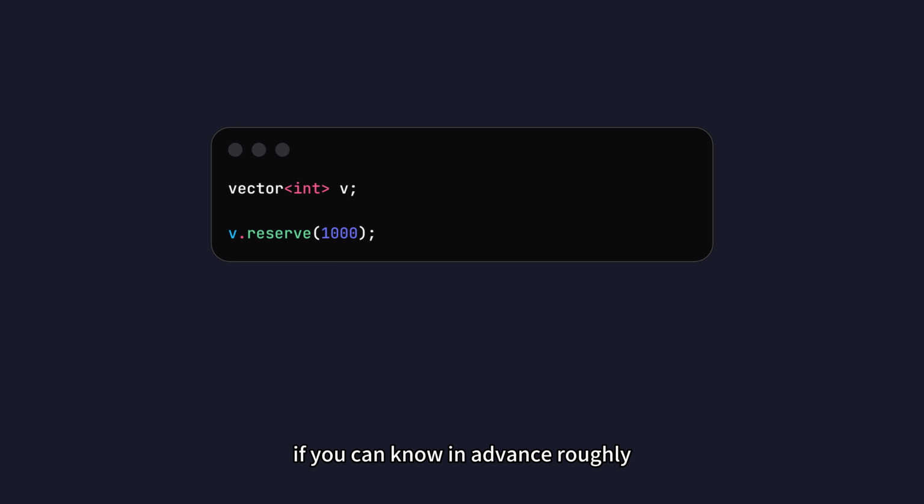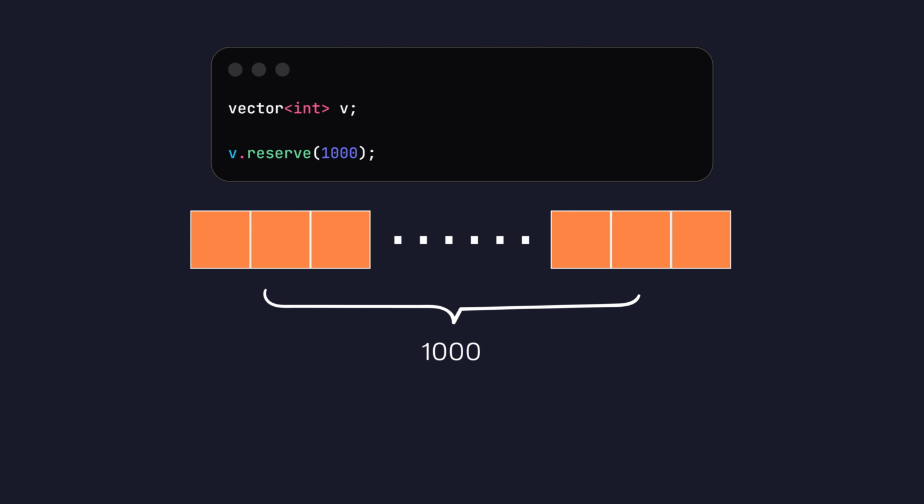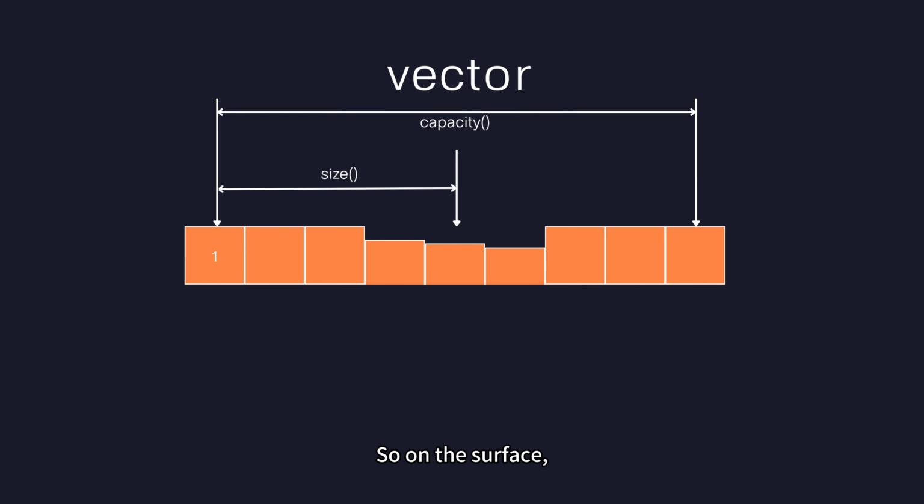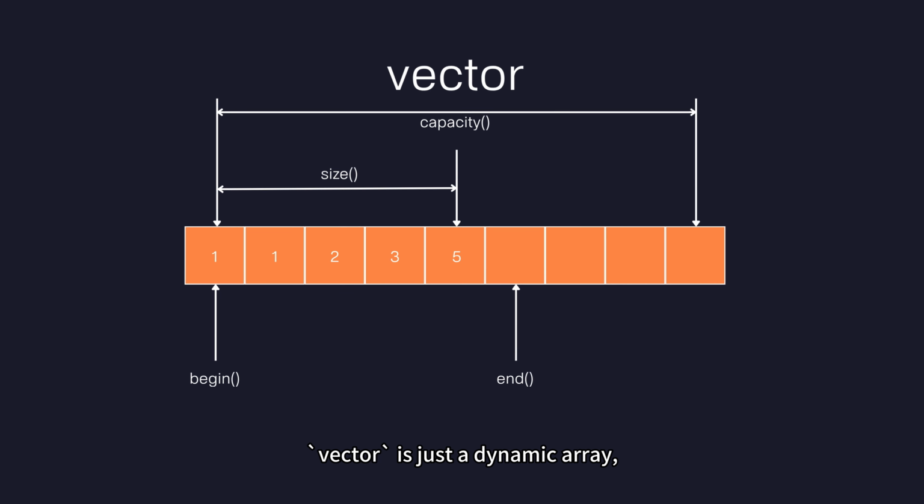At the same time, if you can know in advance roughly how much space the vector needs, you can use the reserve method to allocate space for the vector in advance. Then, when adding data later, there will be no frequent reallocation issues. In performance-sensitive programs, this little trick can be very important. So, on the surface, vector is just a dynamic array. But internally, it actually connects many underlying computer concepts. Understanding vector is not only about learning C++. It is also about understanding how software code actually runs on computer hardware.